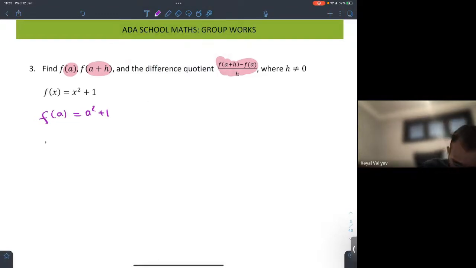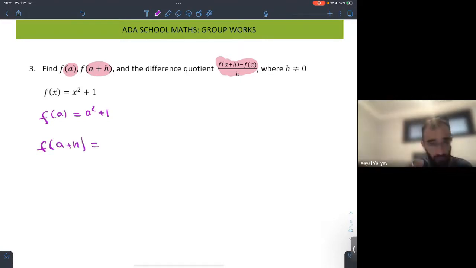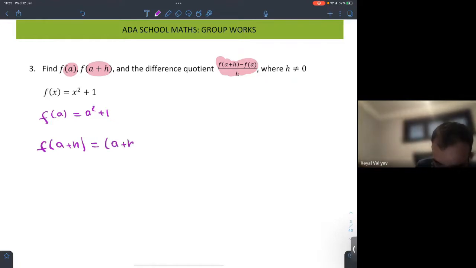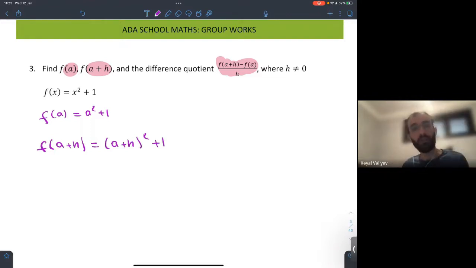And let's just find f of a plus h. I'll take a plus h, together, and write it instead of x in the x squared plus 1, which is going to be a plus h squared plus 1. This is not the end for this question. I'm just going to expand a plus h squared.